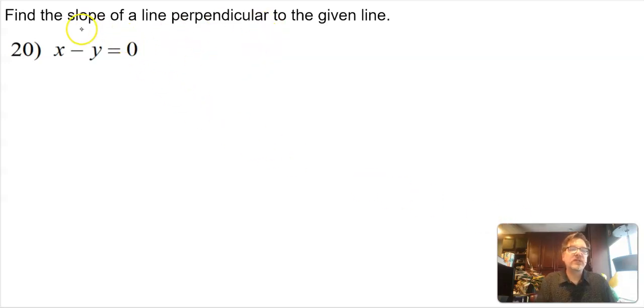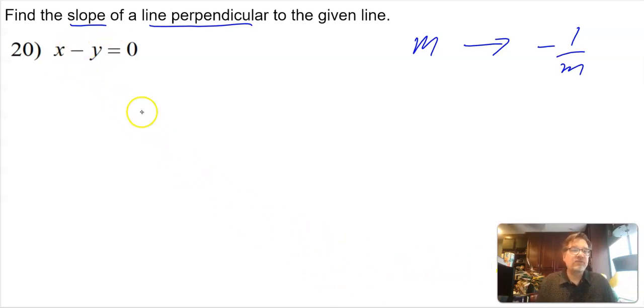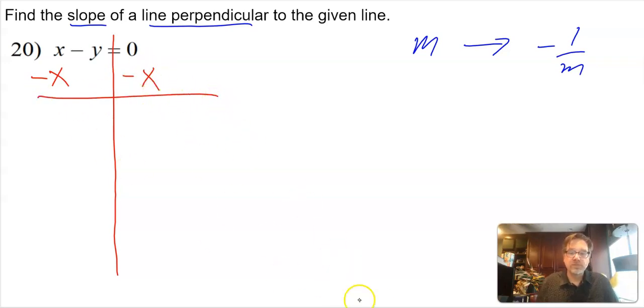All right, let's find this again. Slope of a line perpendicular. So we're going to take m and we're going to do negative 1 over m. To find m, get y by itself. I want to get y by itself. So to get y by itself, I'm going to subtract x. So that'll give me negative y equals 0 minus x is negative x.